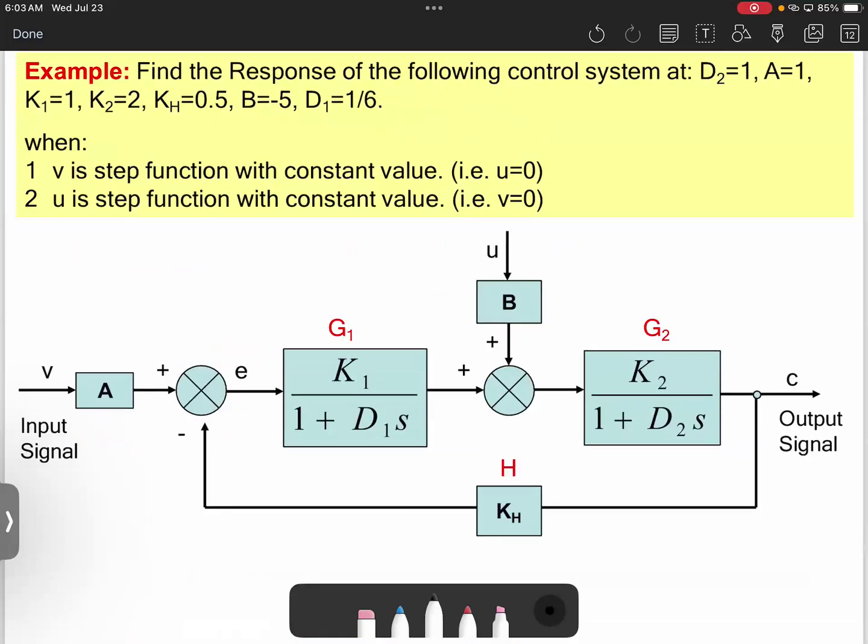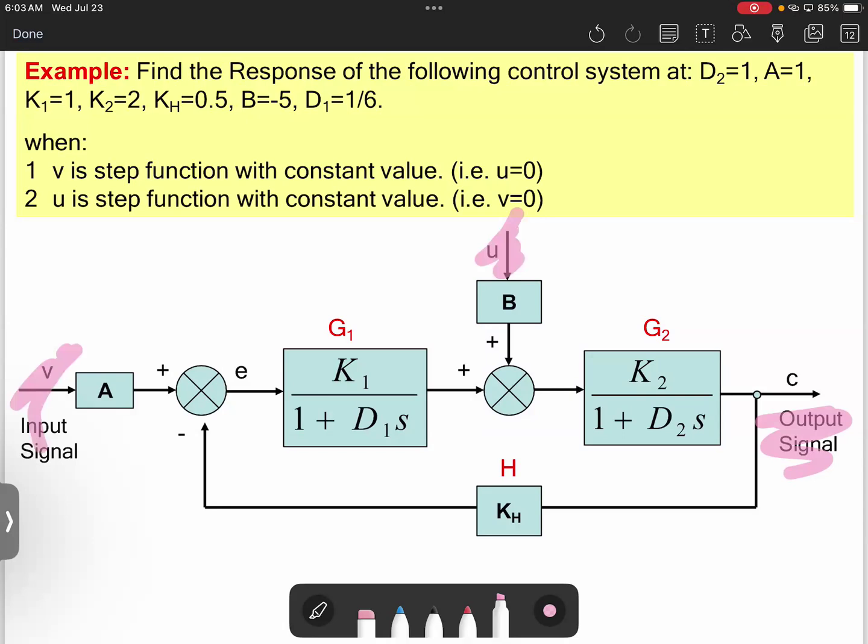Find the response of the following control system such that D1 equal 1, A equal 1, K1 equal 1, K2 equal 2, KH equal 0.5, B equal -5, D1 equal 1/6. So when V is the step function of the constant value and U is the step function of a constant value. So the first thing, we have multiple inputs, 1 output, 2 inputs.